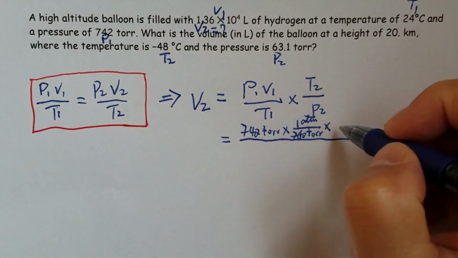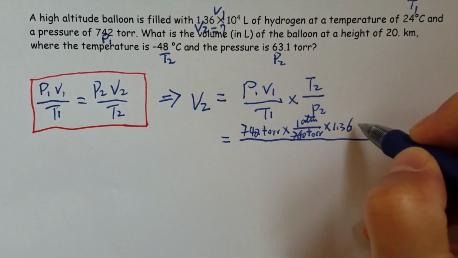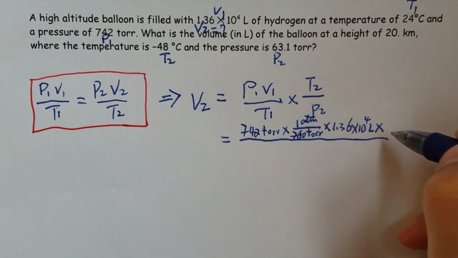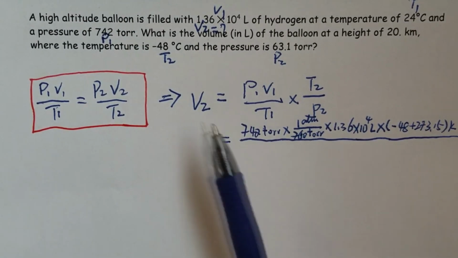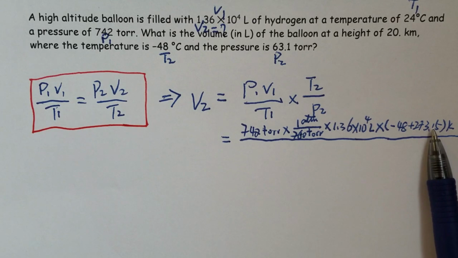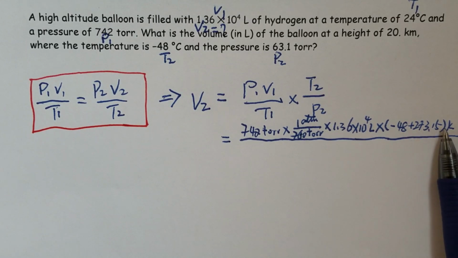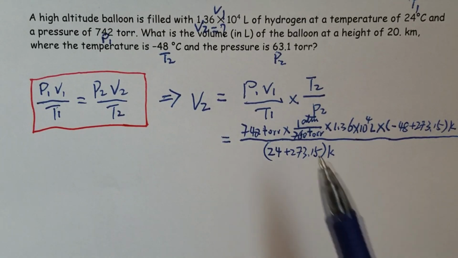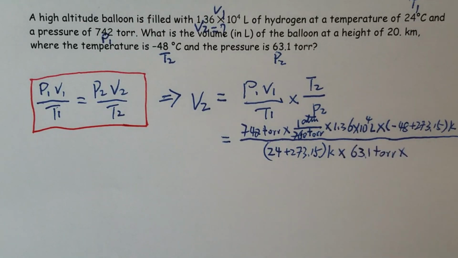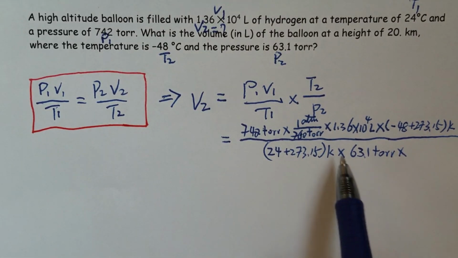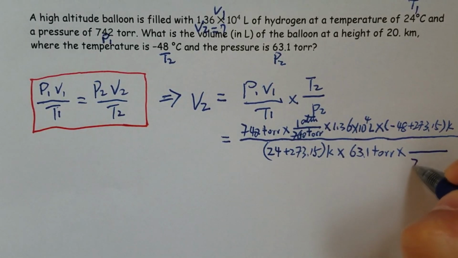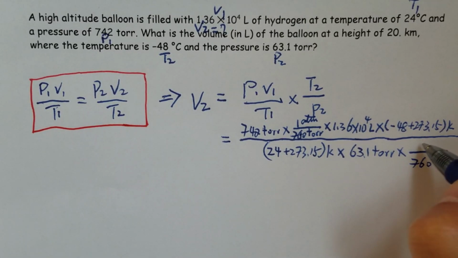Now V1 equals 1.36 times 10 to the 4th liters. And then T2, negative 48, that's degrees Celsius. We need to change that to Kelvin by adding 273.15. On the bottom, T1, which is 24 degrees Celsius. Again, we need to convert that to Kelvin. Then P2 is 63.1 torr, and we need to convert that to atmosphere.